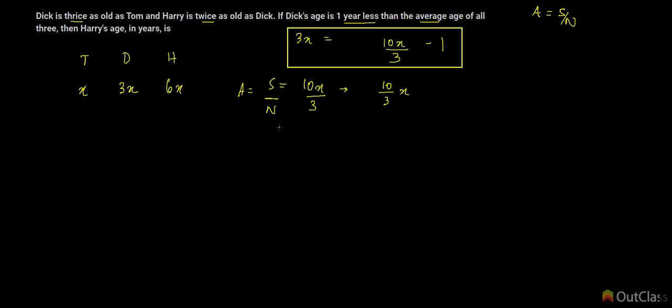Okay, so that gives me, multiplying throughout by 3, it would become 9x is 10x minus 3. Transposing, it becomes x is equal to 3. We want Harry's age. Harry's age is 6 into 3, which is 18.